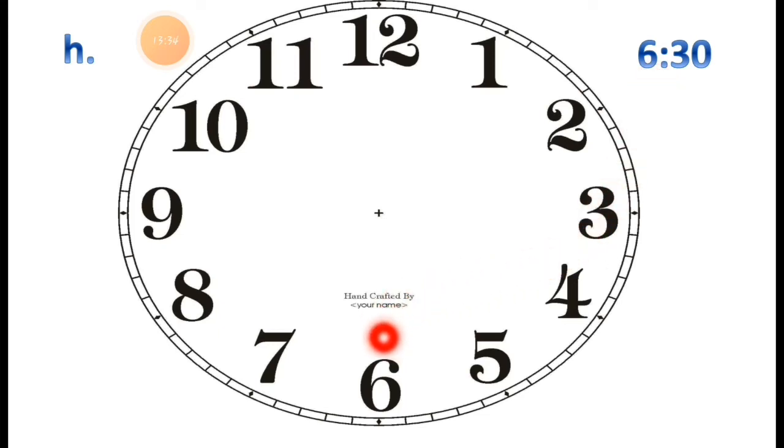So we have to draw the short hand between 6 and 7. See this, I draw the short hand exactly between 6 and 7.